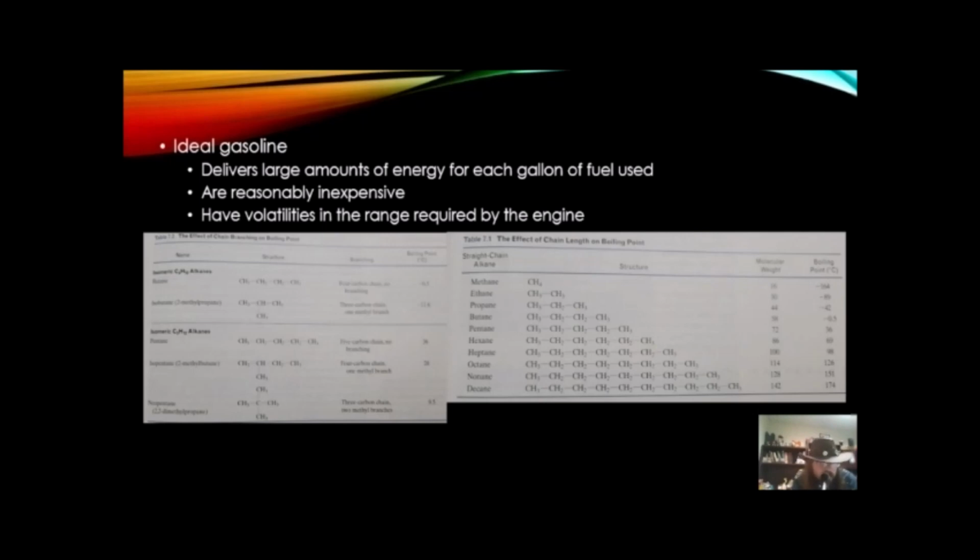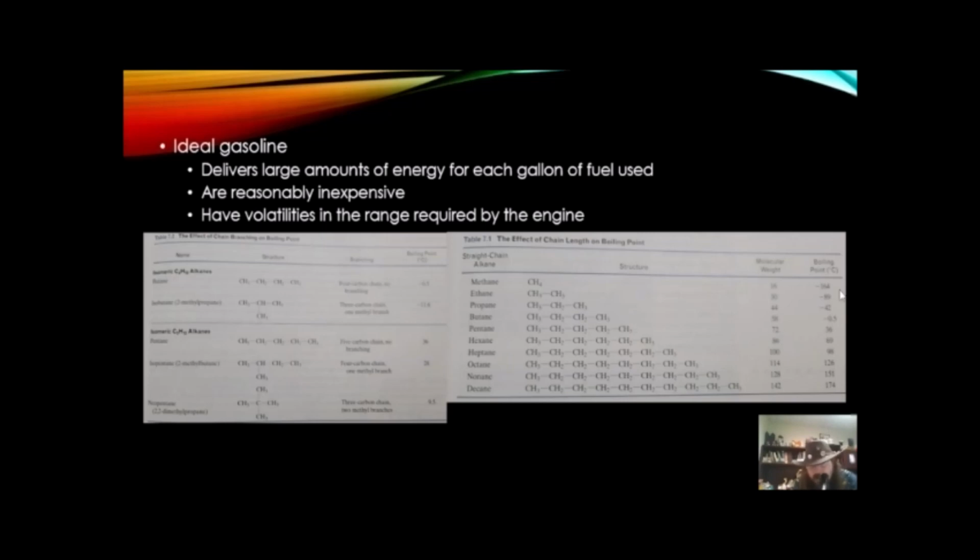One of the things is we're going to have the right blend of alkanes and alkenes and aromatics to achieve this. We're going to mix carbons of different chain lengths to get some liquid fuel and some volatile gaseous fuel for that. We'll see right here on the right, as the chain length increases, so does the boiling point.